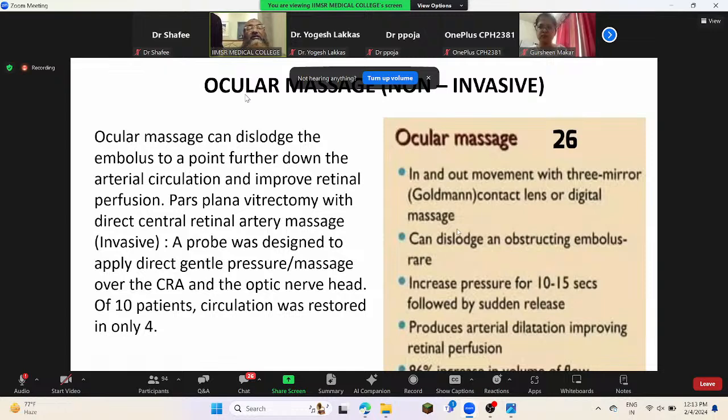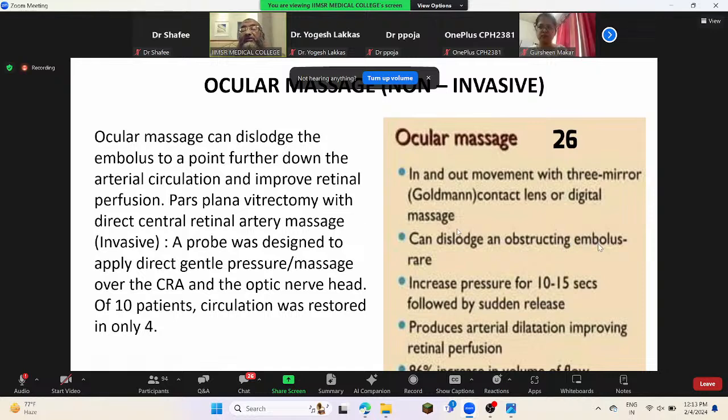The first one is the very simple one. It is the ocular massage. It can dislodge the embolus to a point further down the arterial circulation and improve retinal perfusion. Pars plana vitrectomy with direct central retinal artery massage is invasive. Ocular massage, as you see here, is the in and out movement with a 3-mirror Goldmann contact lens or digital massage. This could be done by the ophthalmologist.